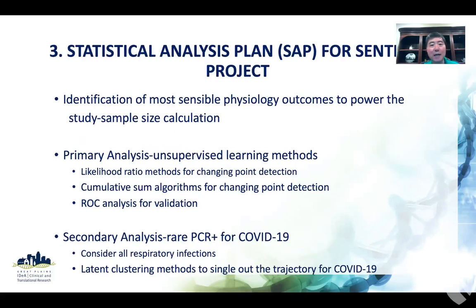So here we go. For that particular project, I did a little bit of preliminary analysis to try to identify the most sensible physiology outcome, basically variability and complexity. Then I talked with the team, mainly Dr. Rennard, and we have the primary analysis plan and also a backup analysis plan if that doesn't work. Basically, it's a supervised learning method or unsupervised learning method. You don't have the relevant outcome, so you're monitoring the multivariate array of physiology data continuously, trying to detect, at any point, a possible changing point. A changing point indicates something is going on, right?